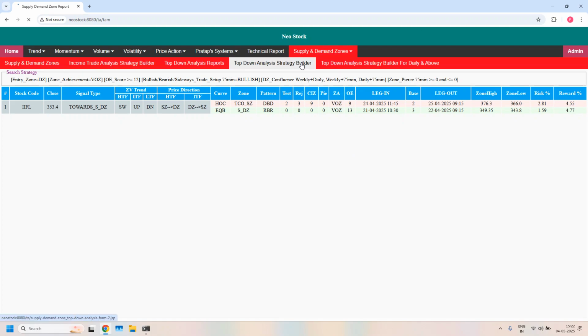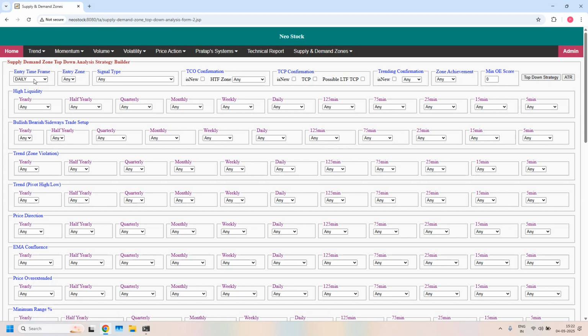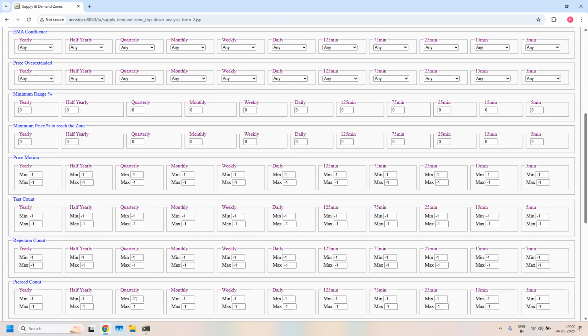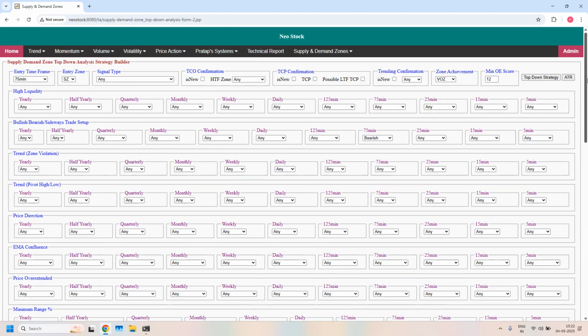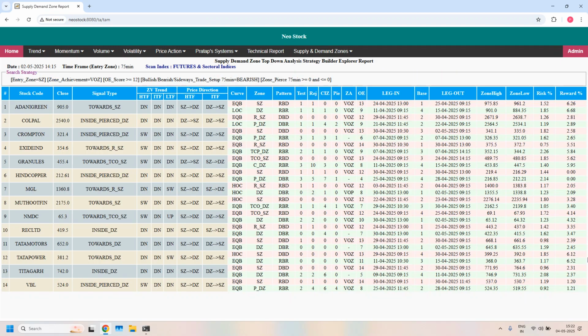Next, bearish trade setup for weekly income trade. Entry time frame 75 minutes. Entry zone, supply zone. Bullish or bearish trade setup at 75 minutes, I am selecting bearish. Zone achievement VOZ, minimum odd enhancer score 12, and also 75 minute supply zone should not be pierced. So in the pierced count at 75 minutes time frame, minimum value I am setting 0, maximum value 0. With these filters we got 14 stocks.